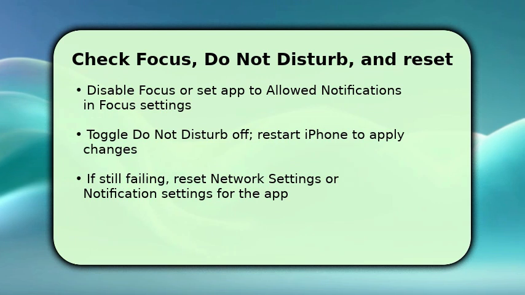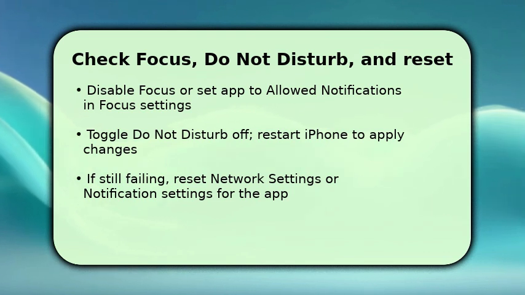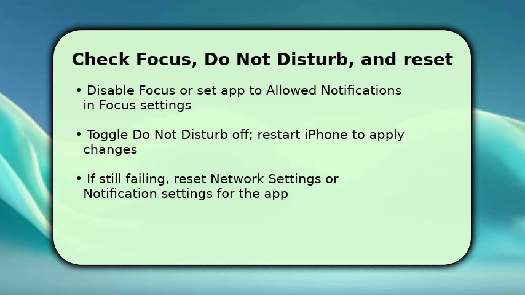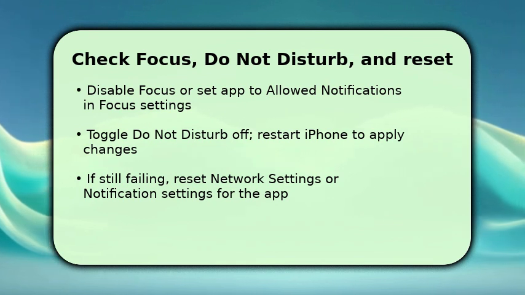If notifications still fail, reset network settings or selectively offload and reinstall the app to refresh permissions. One troubleshooting tip: if nothing works, test another user account or device to isolate whether it's account, device, or app specific. This directs your next fix.